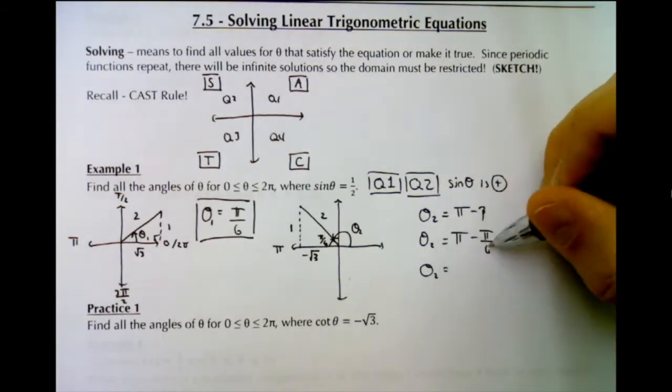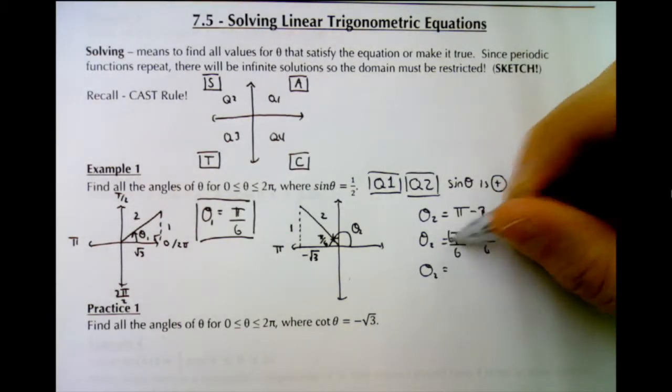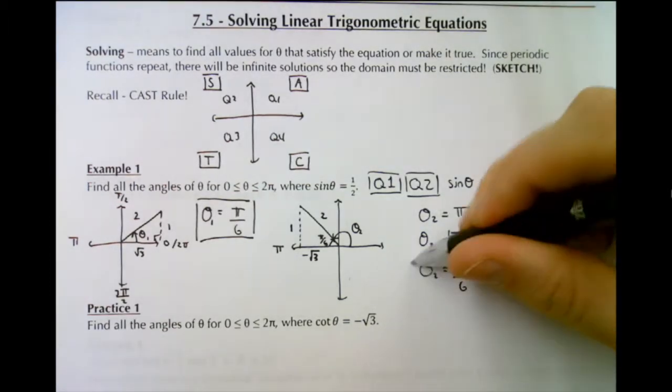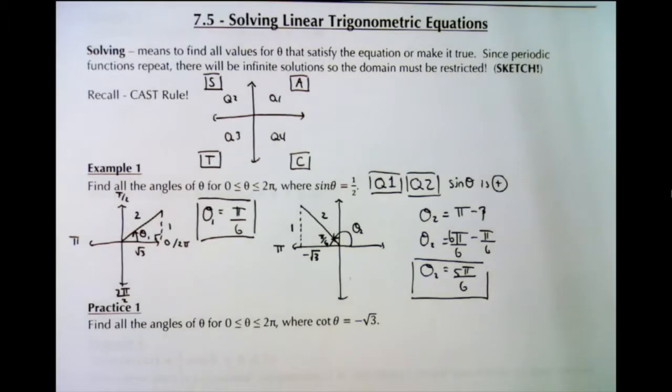If we write that as a fraction over 6, that would be 6 pi over 6 minus pi over 6 is 5 pi over 6. So there's our second solution. Theta 1, pi over 6. Theta 2, 5 pi over 6.